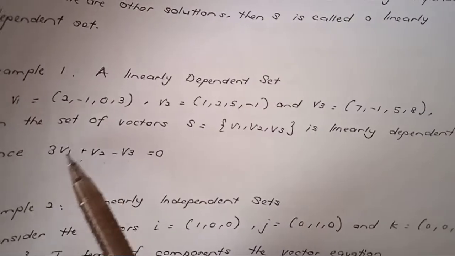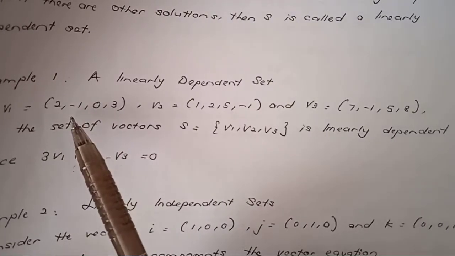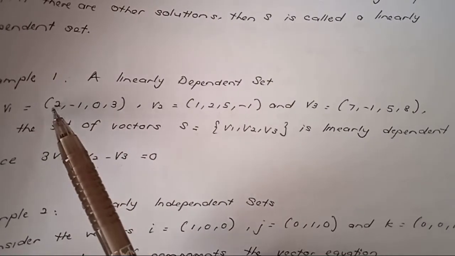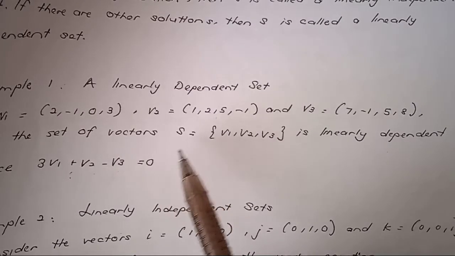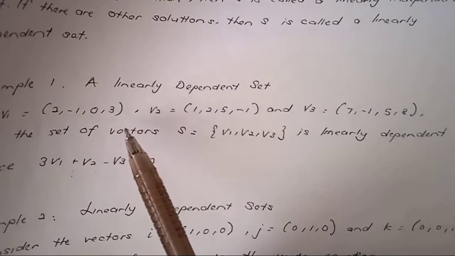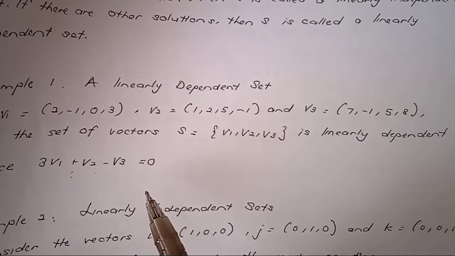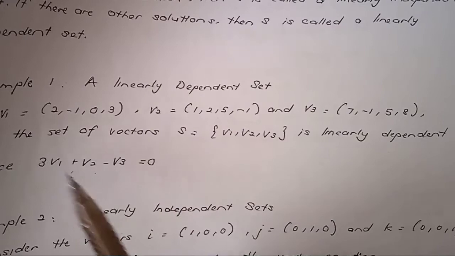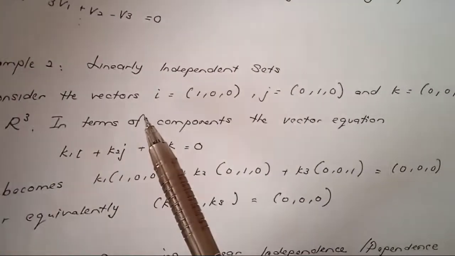So you can find the values 3, 1 and minus 1 here by setting the equation c1 v1 plus c2 v2 plus c3 v3 equal to 0, and solving the system of equations. Remember how we set a system of linear equations to 0 and solve it to find c1, c2 and c3. Okay, take an example.